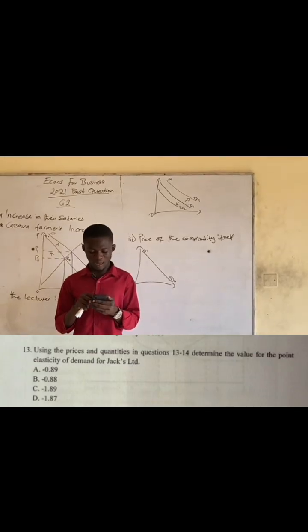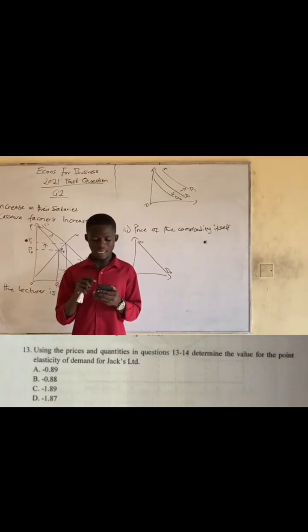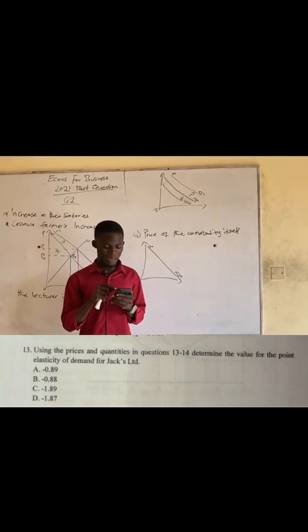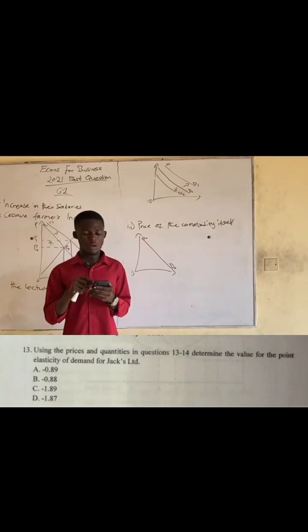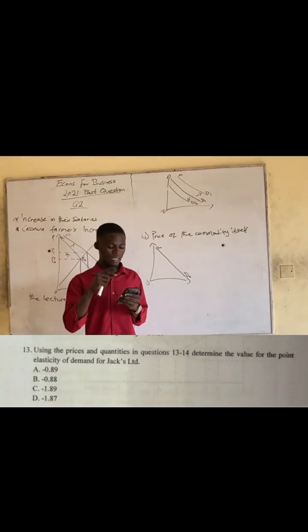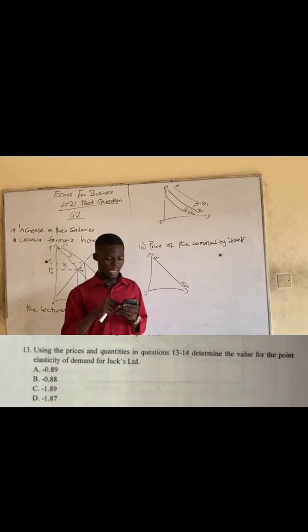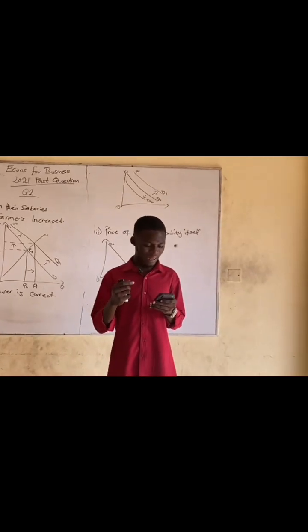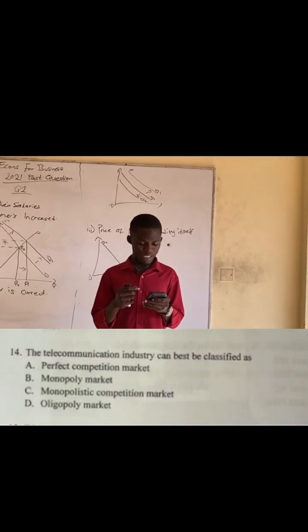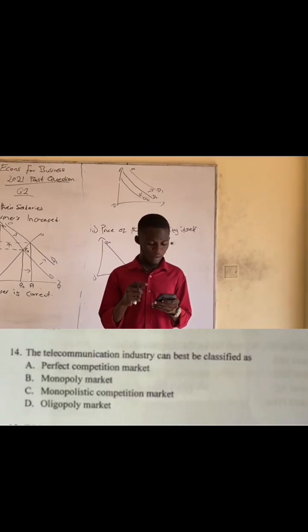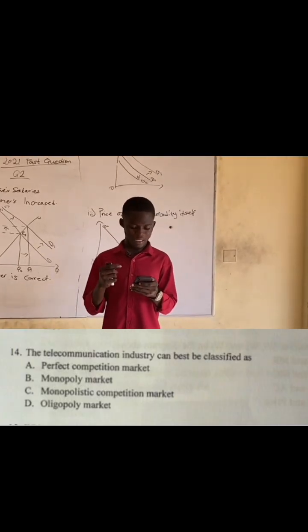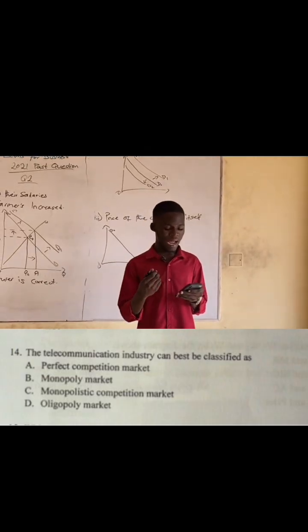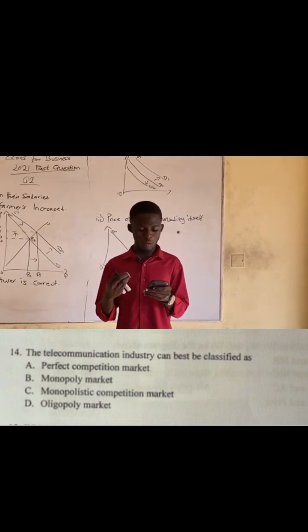13. Using the price and quantities in questions 13 to 14, determine the value for the point elasticity of demand for Jack Limited. So here, elasticity of demand, you get A, which is 0.89. And 14, the telecommunication industry can best be classified as A, perfect competition market, B, monopoly market, C, monopolistic competition market, D, oligopoly market. And here we can find our answer to be D, which is oligopoly market.